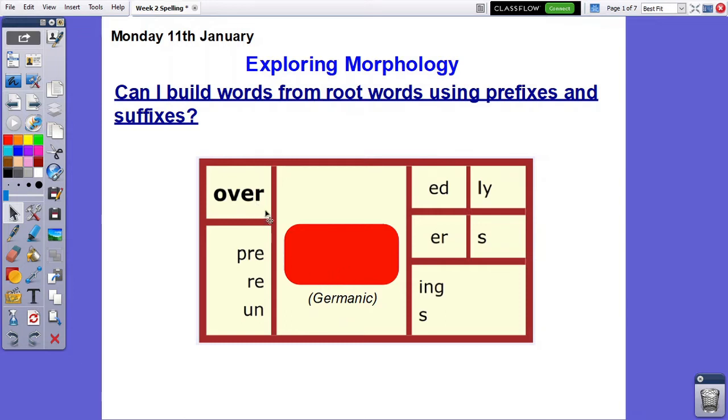We've got over, pre, re, and un. And this word has come from Germany. It's an old Germanic word. Okay, hopefully you have guessed and you have seen that the word is heat. So overheat, preheat, reheat, and unheat isn't really a word, but you would probably say unheated.